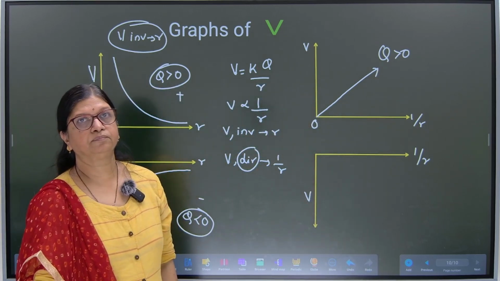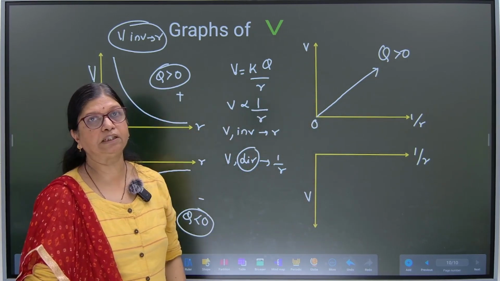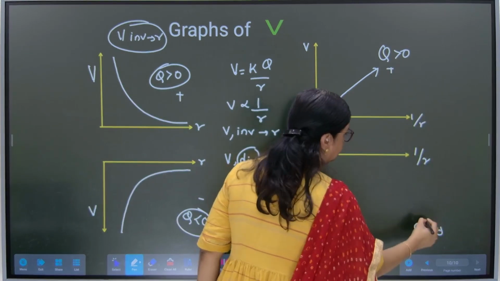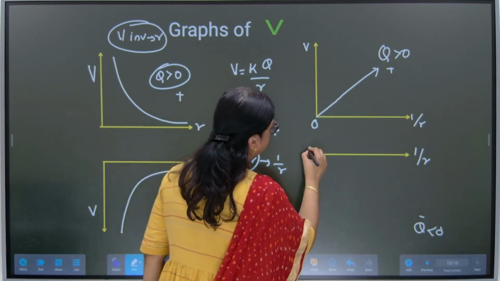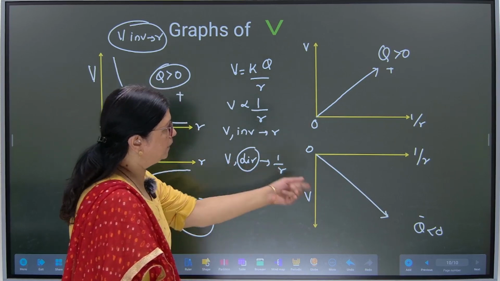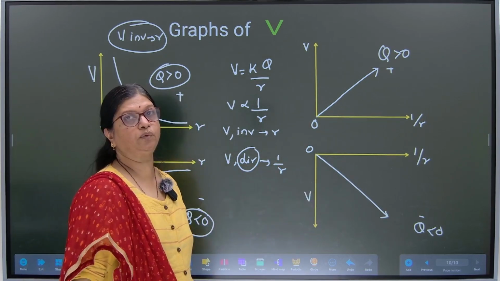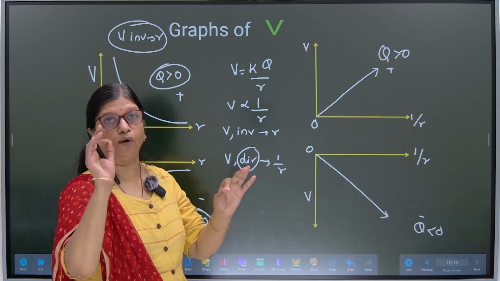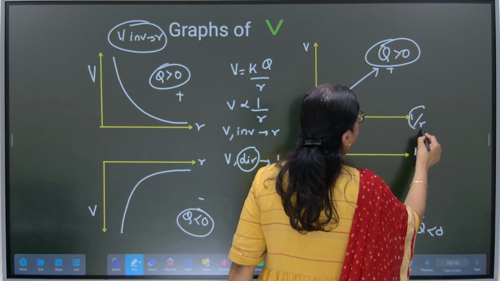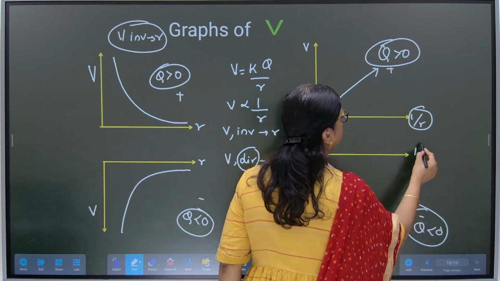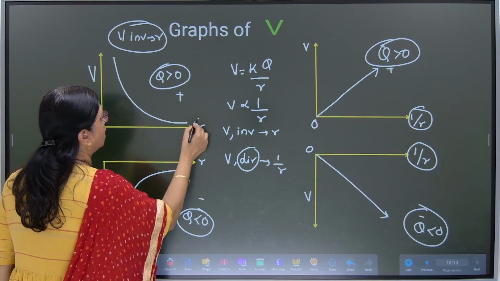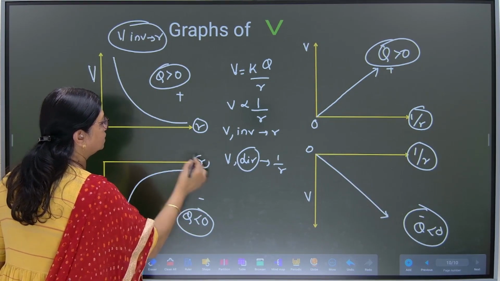Fine. Provided Q is greater than 0. Now for Q less than 0, there Q is positive, here Q is negative. How should I draw the graph? I should draw the same graph, a straight line graph from the center, but in the fourth quadrant, provided Q is less than 0. So be very careful of what is asked. Q greater than 0, x-axis is 1 upon R. Q less than 0, x-axis is 1 upon R. Here Q greater than 0, x-axis is R. Q less than 0, x-axis is R.